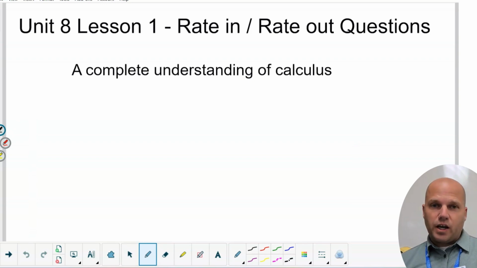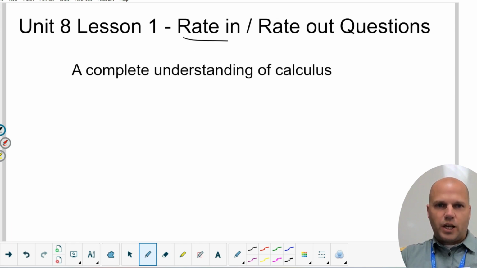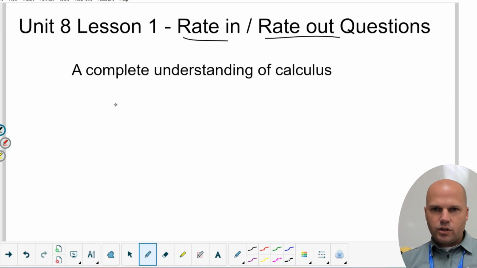And as we move forward, we realize we kind of know everything we need to know about calculus. We have a complete understanding of calculus. We'll see how we'll have different types of questions. We can talk about approximating things differently, finding different things, but we're kind of done with calculus, really. So we can provide a complete understanding of calculus, and that's what we're going to do. And then we're going to handle these new types of questions called rate in, rate out questions.